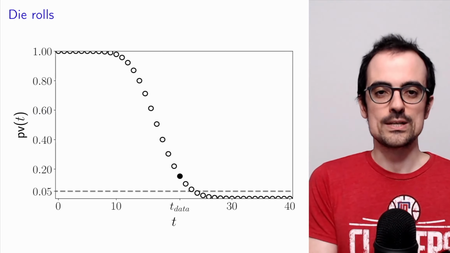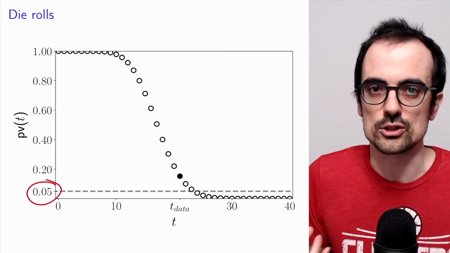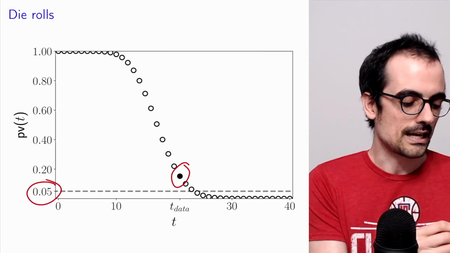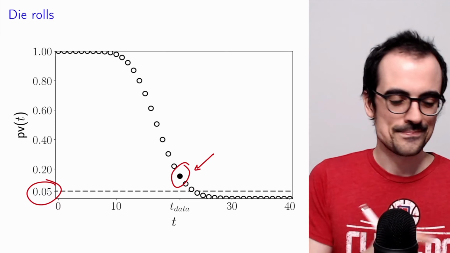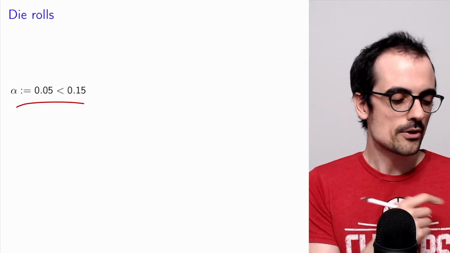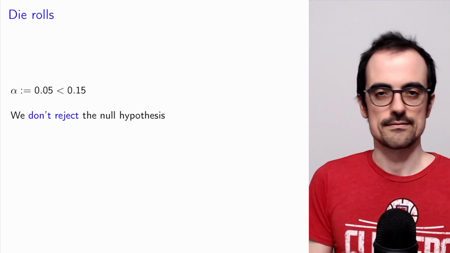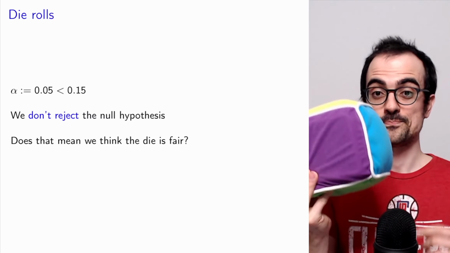So in this case, if we set our threshold to 0.05, and we need to obviously set this threshold beforehand, before looking at the value of the test statistic, our results, our p-value that we observe is above. Okay. So in this case, we do not reject the null hypothesis because the p-value is not below this threshold of 0.05. Does that mean that we think the die is fair?